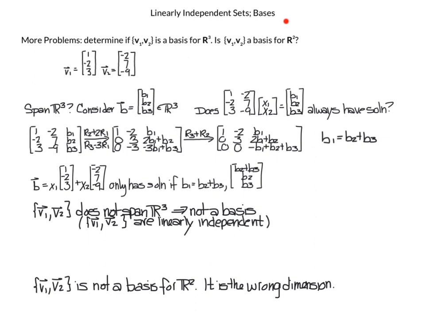We have one more question. Is v1, v2 then a basis for R2? And the answer is no, because it's the wrong dimension. Vectors in R2 look like some vector x with 2 coordinates. But here we have v1 and v2 having 3 coordinates. They're like in a totally different universe.